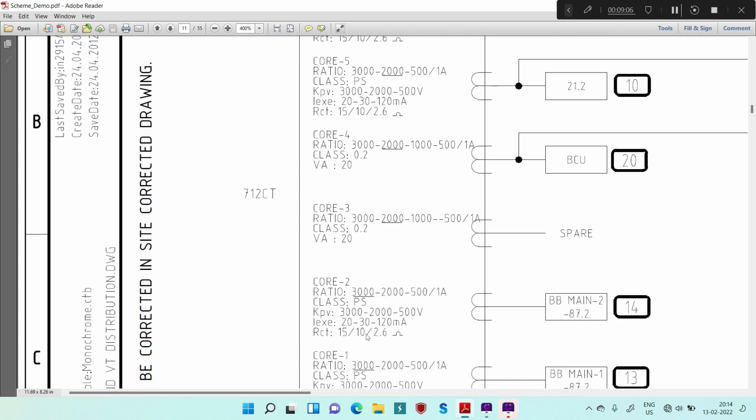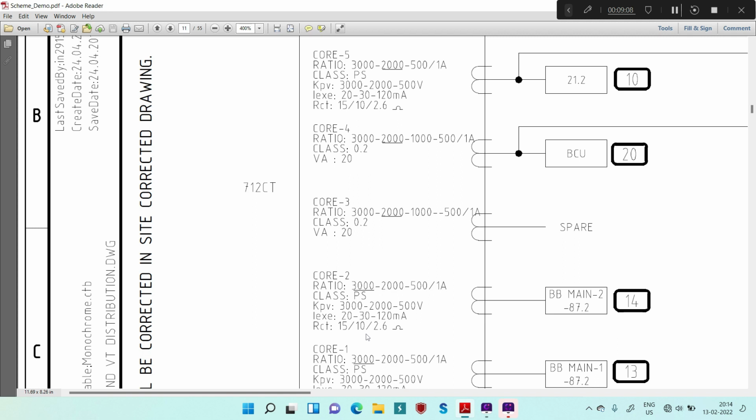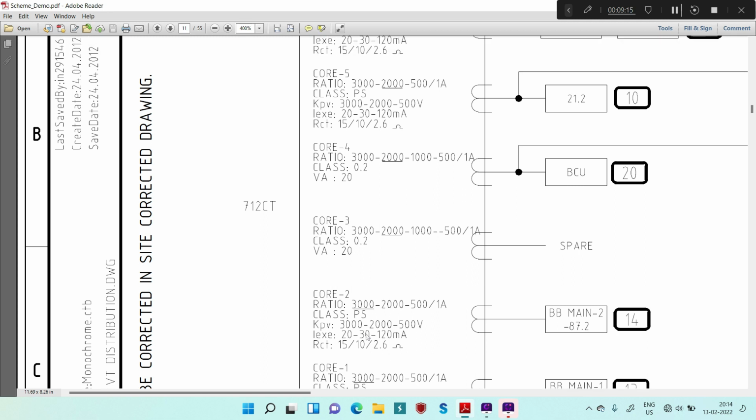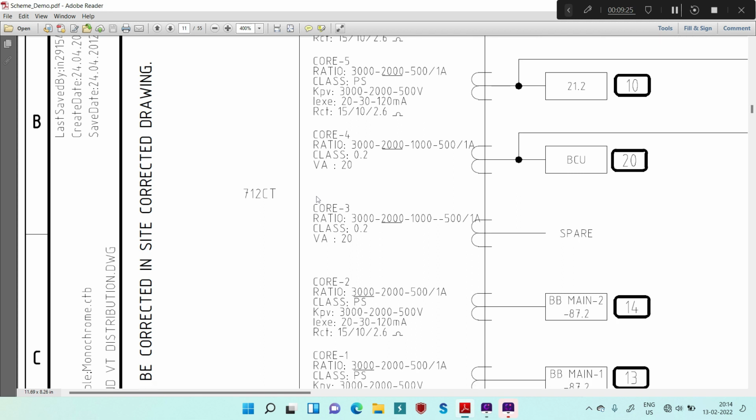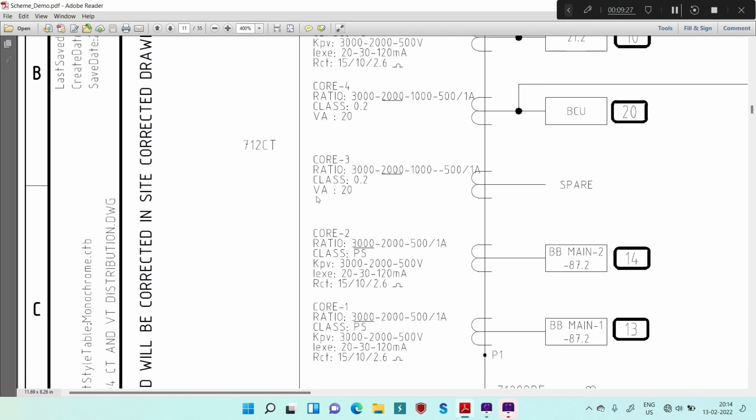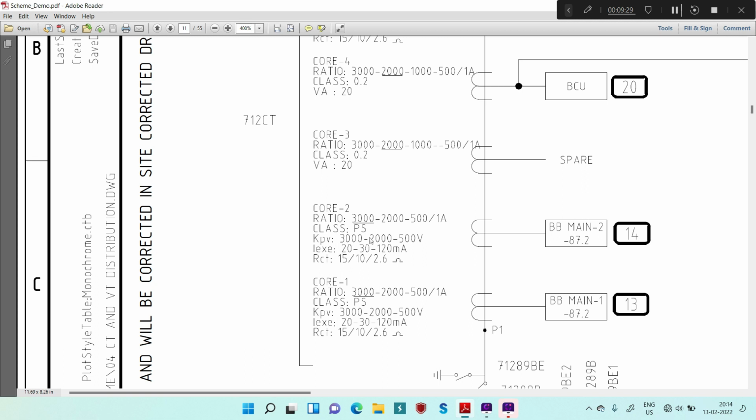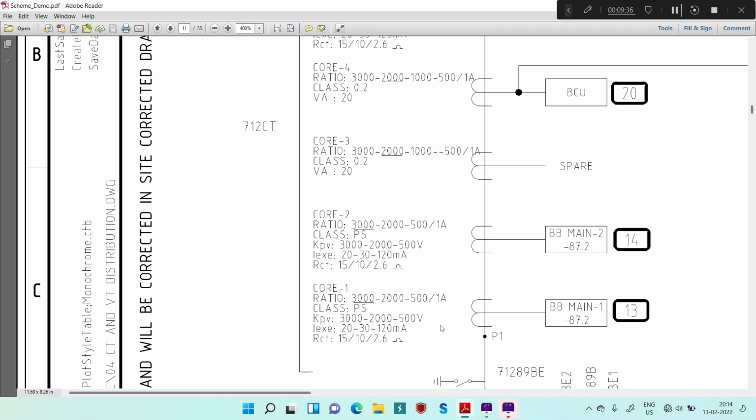So you have to do the CT wiring as per this description only. You cannot connect this metering CT for the purpose of protection, or you cannot connect your protection CT for the metering purpose. These are the things that you have to keep in mind while connecting the CTs to your protection relays. Then if you see this core 2, again PS, this core is for protection purpose, and core 1 again PS is for protection purpose.